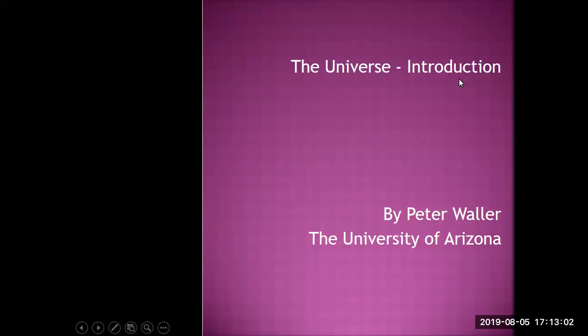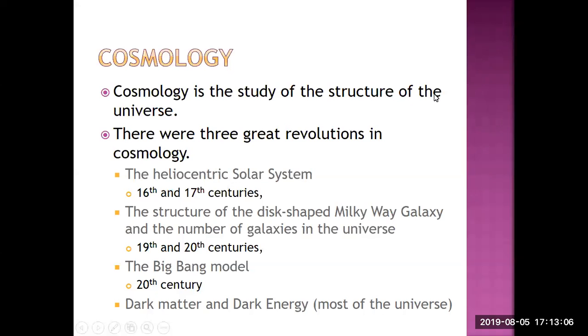Welcome to the class. In this first chapter, we're going to look at three great cosmological revolutions in our understanding of the universe. People used to think that the Earth was the center of the universe and that everything revolved around the Earth, which seemed obvious since that's the way things appeared. But in the 16th and 17th centuries, scientists figured out that the sun is the center, which is called the heliocentric solar system.